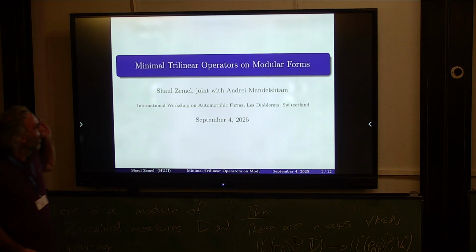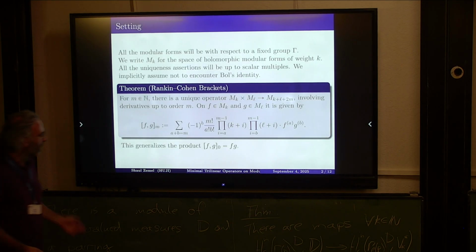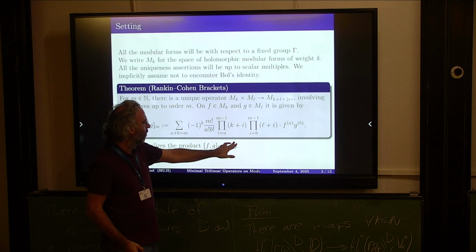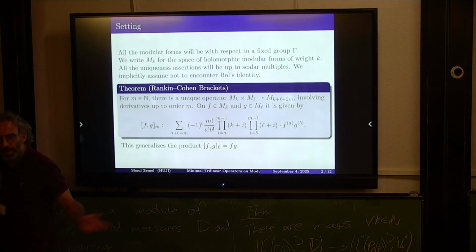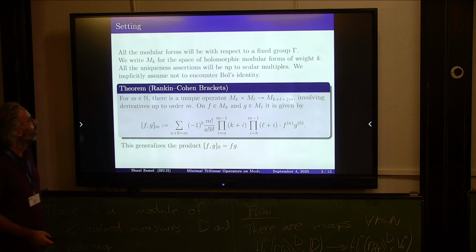The whole idea is to have several modular forms and construct from them, in a multilinear manner, other modular forms. The simplest case, two modular forms, take the product. Okay? We know that is a modular form with the weight being the sum of the weights, but there are other constructions with higher weights that involve derivatives, which are called the Rankin-Cohen brackets.